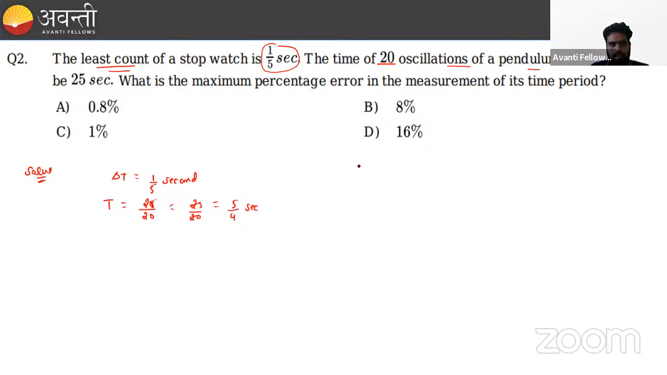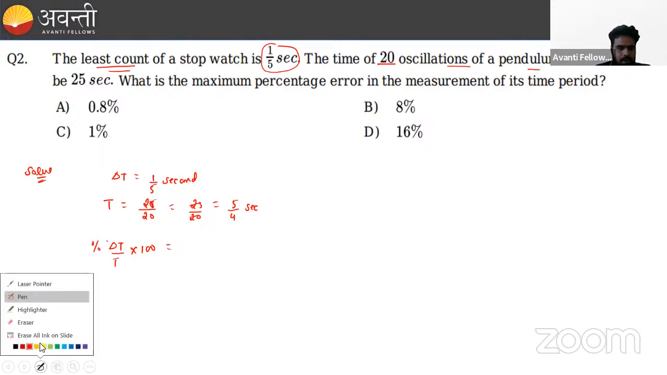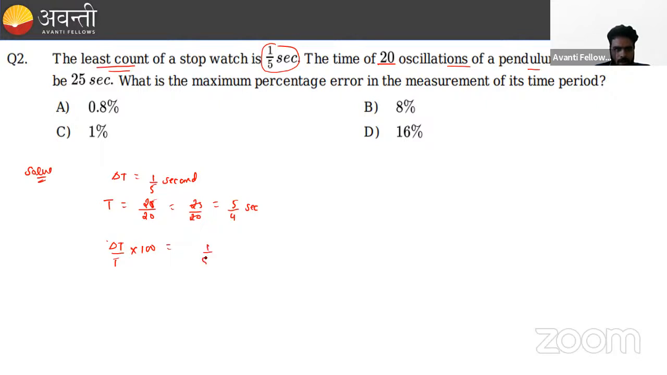Right. What is the maximum percentage error in the measurement of time? So we can say the maximum percentage error is delta t upon t into 100. Delta t is 1 by 5, and the value of t is 5 by 4. If we divide, this will become 4 by 5 into 100. Here this will become 4, and the answer will become 16%. This is the value of maximum percentage error. Maximum percentage error 16%. Option D is the correct answer.